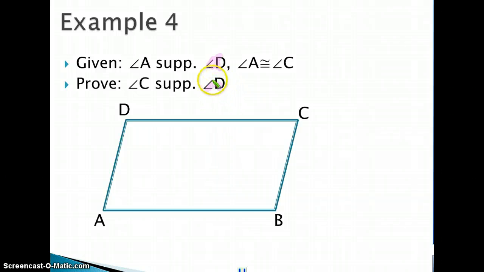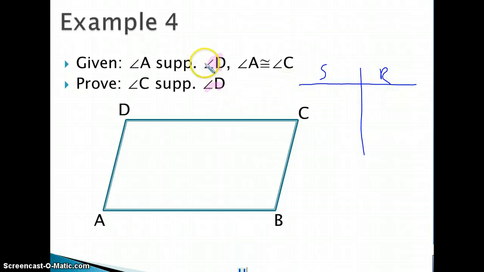So what I'm trying to show is that I can take this statement, the given information, and turn it into the proof statement by just making a simple substitution. So if I have A supplementary to angle D, I can take angle A and replace it with angle C. And that's the idea of substitution. So let's get into the proof. Again, I'm not going to write the givens down. You know how to do that. You made it this far.